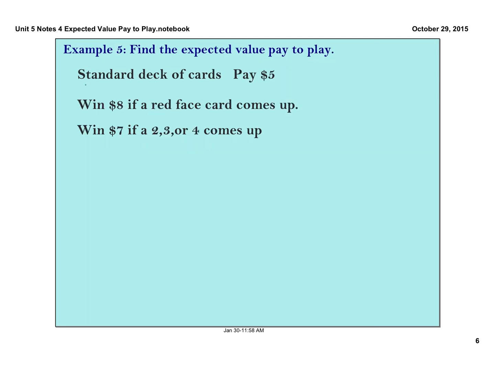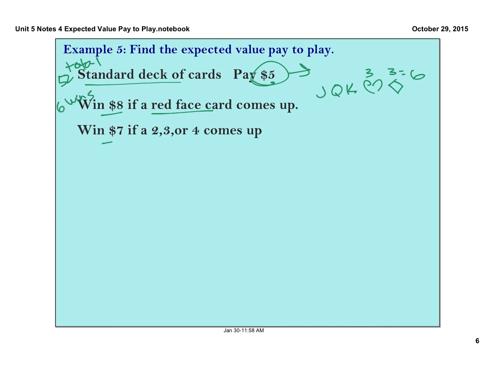Let's look at example 5. Standard deck of cards, 52 options, 52 total. You pay $5. Ooh, that should tell you something. So $8 if a red face card comes up. Let's talk about red face cards. So face cards are Jack, Queen, and King. And red would be in hearts or diamonds. Okay, so you're going to have 3 in hearts and 3 in diamonds, so there's 6 wins there.